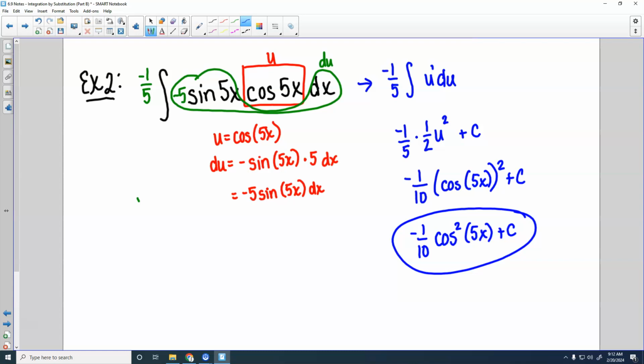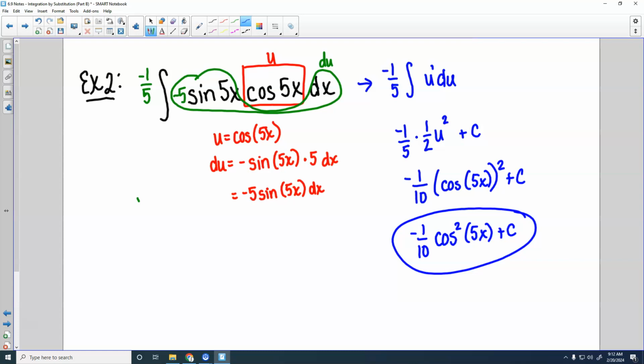It could have been sine 5x, because what is the derivative of sine 5x? It'll be 5 cosine 5x, right? So in this particular case we could pick either one, though a lot of times this is not the case. Usually there's only one thing you can pick for your u, and then it'll work. Because sine and cosine are derivatives of each other, you could pick either one. You could have used sine as your u instead of cosine.